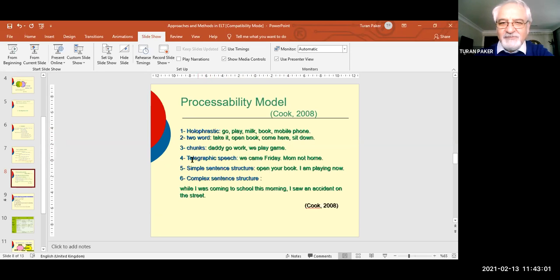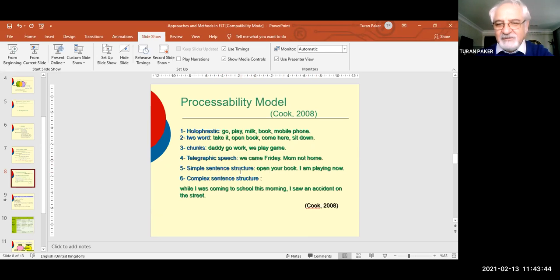Then we go to the fourth stage, which is telegraphic speech. I don't know if the young generation knows what a telegram or telegraph is. In that one, especially, you just drop auxiliaries and prepositions in order to pay less. Once you are in the 21st century generation, or the last 10 years, or the 20th century, so you were born digitally. But we have gone through all these processes. And in this one, you don't use prepositions. So: we came Friday, mom not home. So you don't say mom is not home. So they go through this type of speech.